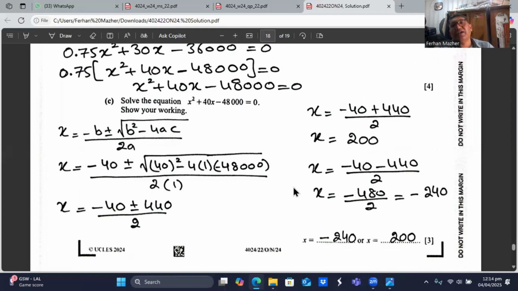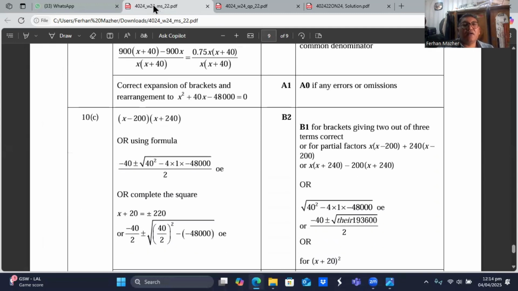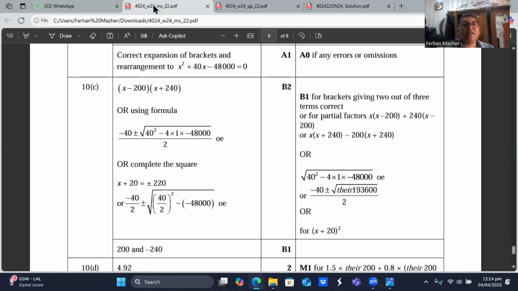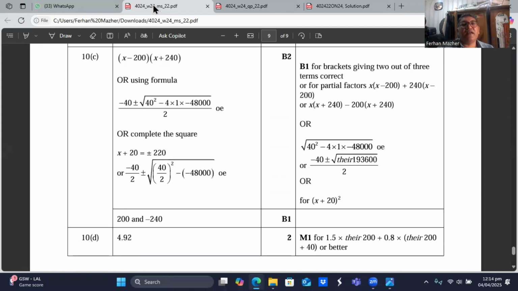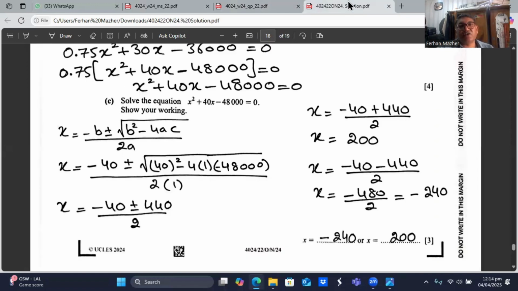So at the end, you will get x equals minus 240 and x equals 200. Okay, this is a 3 marks question. Our answer is right.